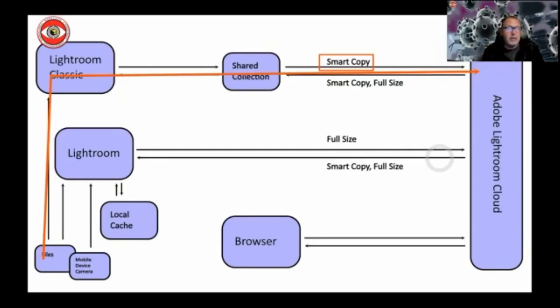Which means, and this has happened to me, because my old workflow was always load into Lightroom Classic, create a shared collection, make it available to my other devices. So I'm sitting on a laptop and I want to print a 20 by 30 out to White House Custom Color, and I don't have access to the original file. I have a smart copy, which means I can print about an 8 by 10, and I cannot print the full size copy until I get home and get to my desktop where I have access to the original file.